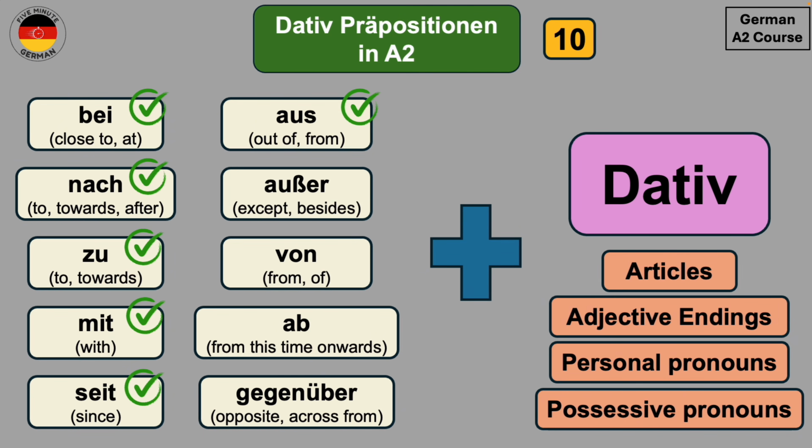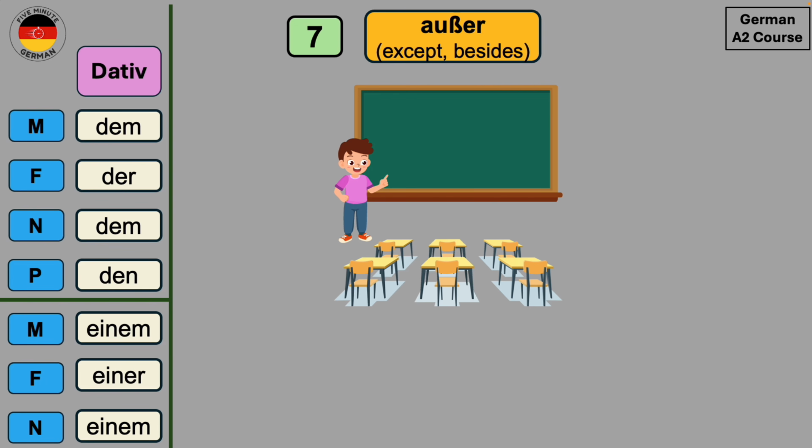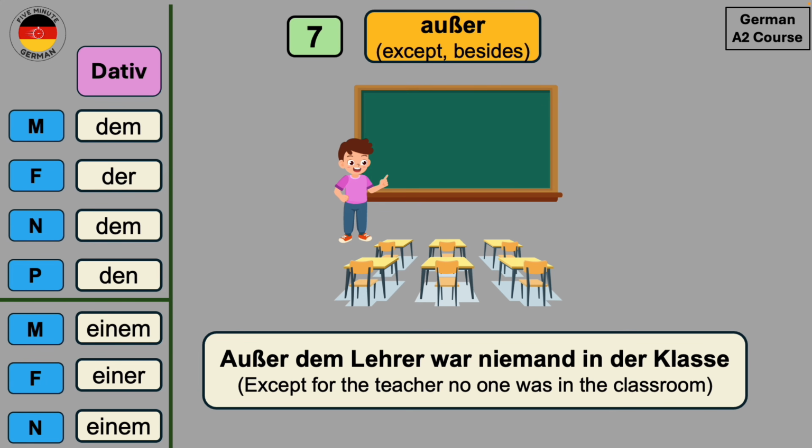Let's move on to the next preposition, which is außer, which means except or besides. So an example can be, außer dem Lehrer war niemand in der Klasse. Except for the teacher, no one was in the classroom. And over here, you see it is der Lehrer. That's why we use dem, which is the masculine definite article in dative.